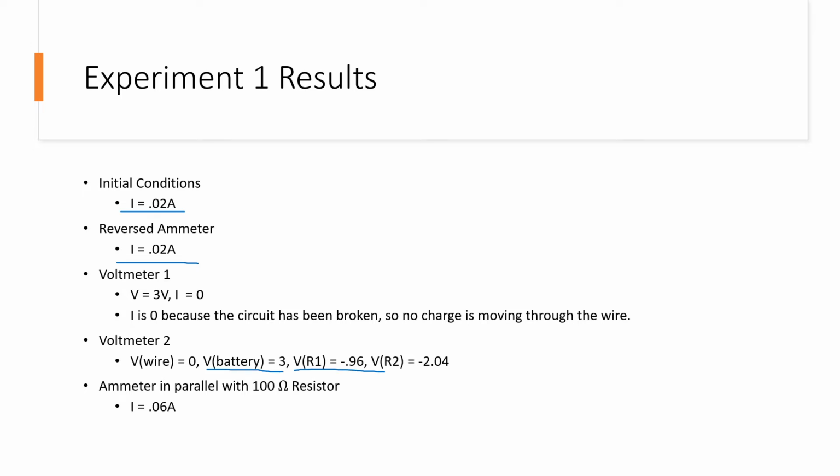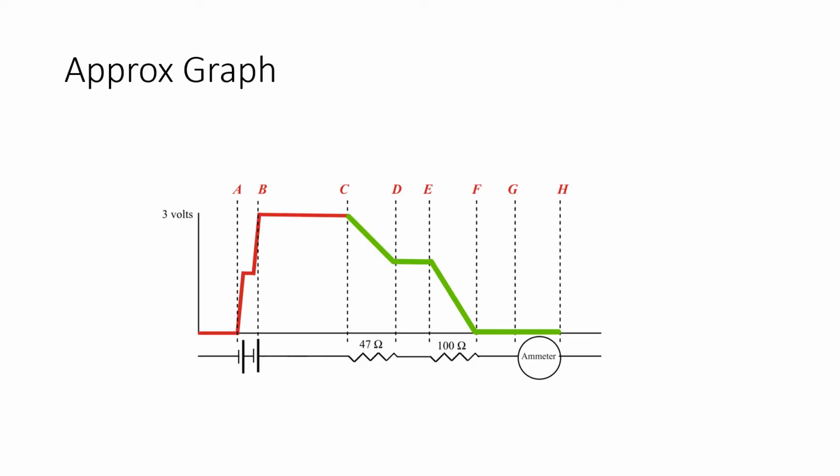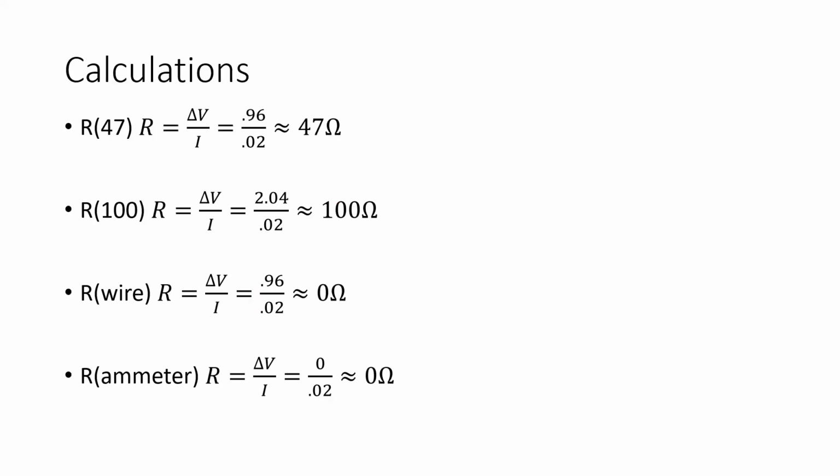Then we find these voltages around the resistors, and the ammeter in parallel gives this current. This is an approximate graph. You can see that the slope here, it's a bit hard to tell, is a bit steeper because of the higher resistance. Then some calculations confirm the resistance that we set for the resistors, using the potential difference over I, from our V equals IR equation. We found each of these specific resistances.